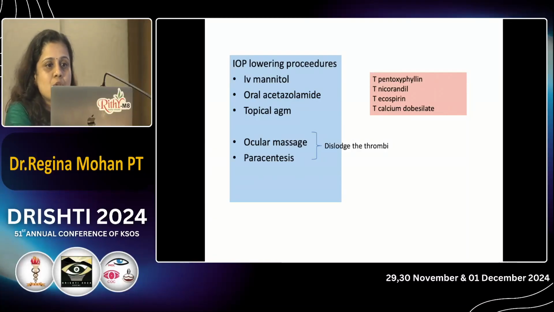So first is to decrease the IOP so that more blood flows to your eye. Second is ocular massage or paracentesis. Both these two modalities will decrease the IOP. Along with that, it will help to dislodge your thrombi. Other is medical management, either vasodilators or blood vessel stabilizers.